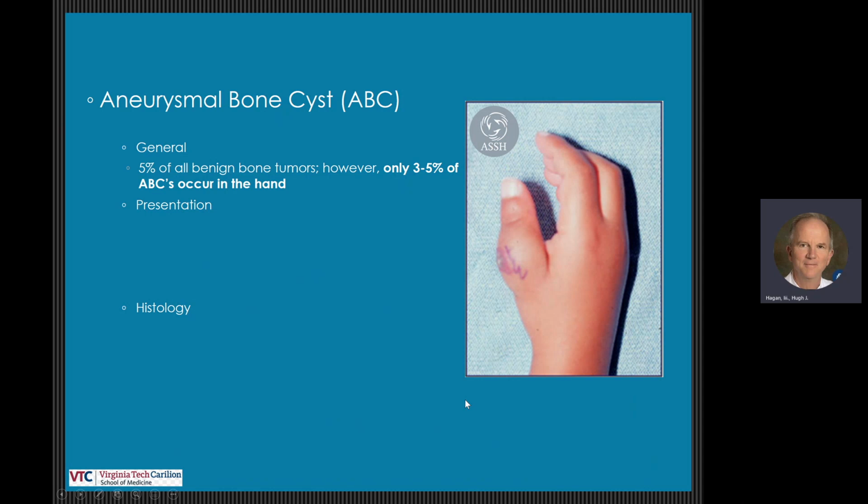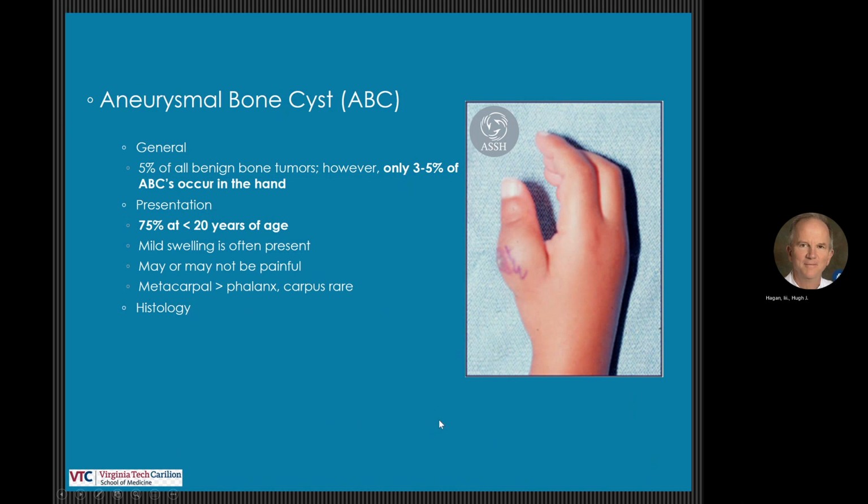Aneurysmal bone cysts make up 5% of all benign tumors, but only 5% of them are in the hand. So they're rare lesions, particularly in the hand. Almost always they're in younger patients. Almost always there's going to be some degree of swelling. They may hurt or they may not hurt.